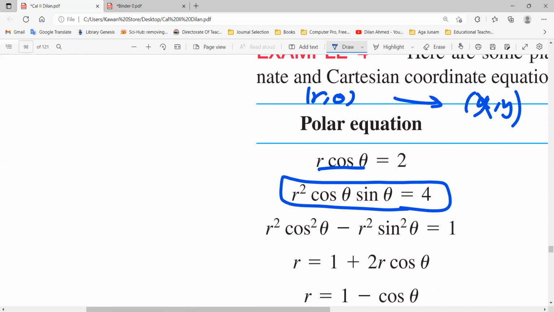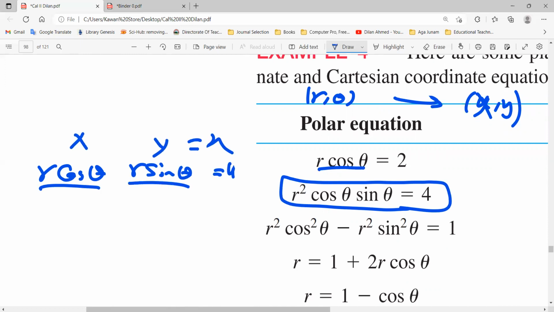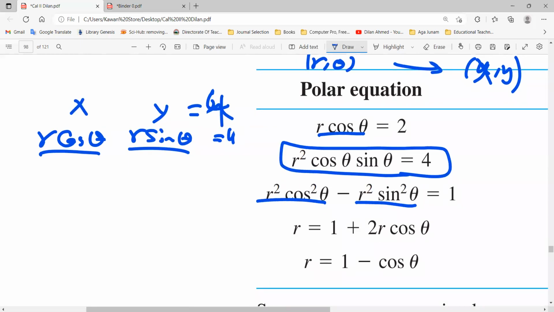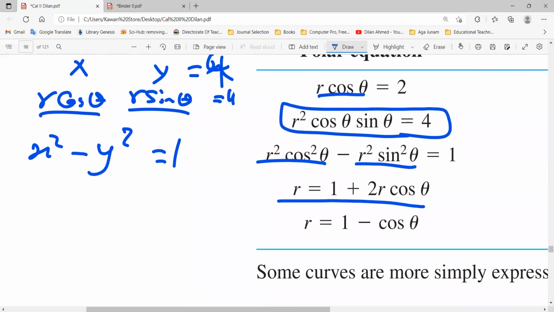How do we change that one? xy equal to 4. Why? Because I'm going to change that r to r cosine theta, r sine theta equal to 4. That one is x, that one is y, so xy equal to 4. Okay, how about that one? X squared minus y squared equal to... How about that one?